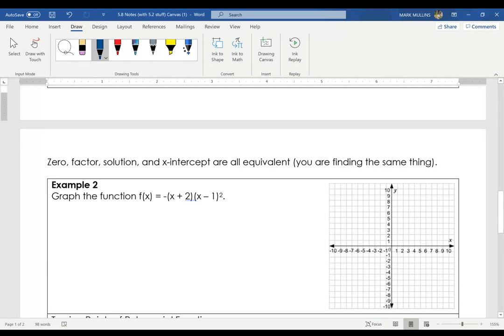So for example 2, I have an x, and then this x is being squared. So that tells me I would have x cubed. I'm going to have degree 3. And I have a negative. So I have kind of a guess of the shape of my graph. All right, now I need to go through and figure out my x-intercepts and my y-intercepts, or y-intercept.